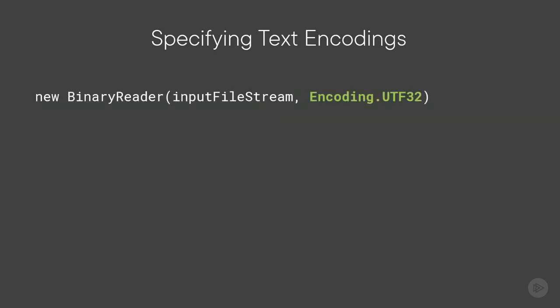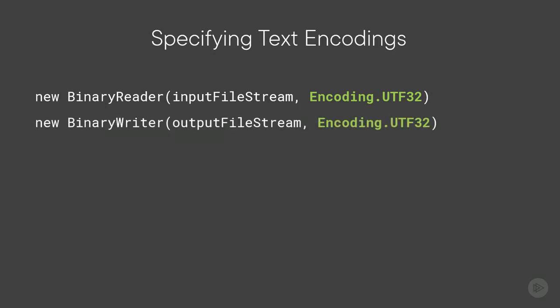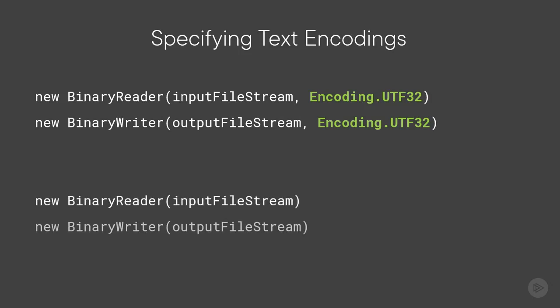So for example, there's this overload of the binary reader constructor that allows us to specify an encoding, and also an overload of the binary writer constructor that allows us to specify the encoding. These encodings will be used when we're reading or writing character data to the underlying byte stream. So for example, if we're reading or writing strings or characters. If we don't specify an explicit encoding for the binary reader or binary writer, by default both of these classes will use UTF-8.